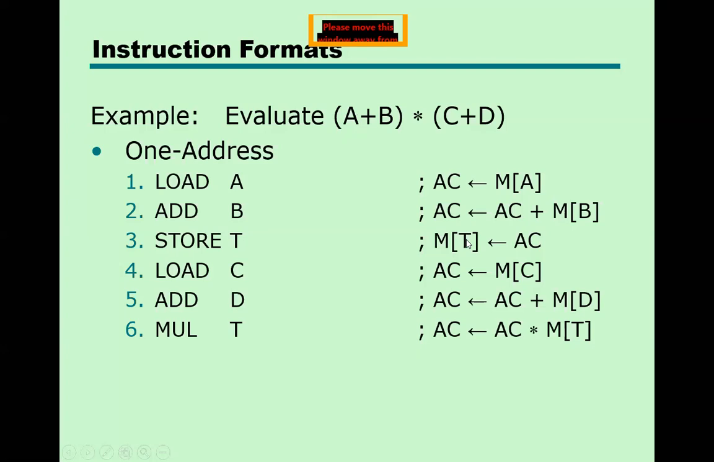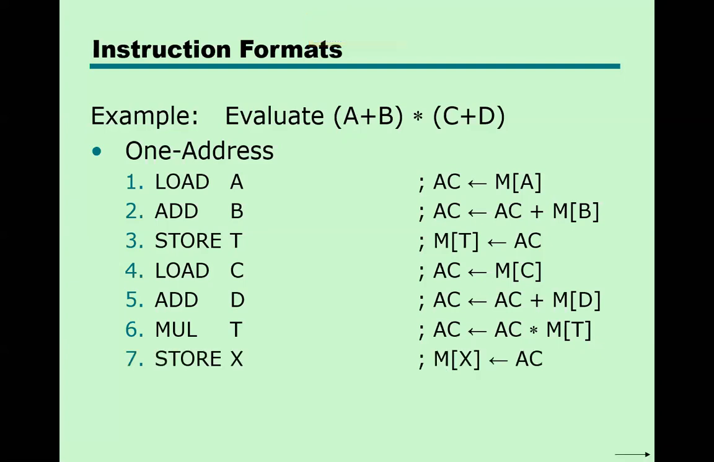Now what we have to do, we have to multiply both. So here we will multiply accumulator with memory location T, and the result will be stored into the accumulator. And then we have to store the accumulator result into the memory location X.